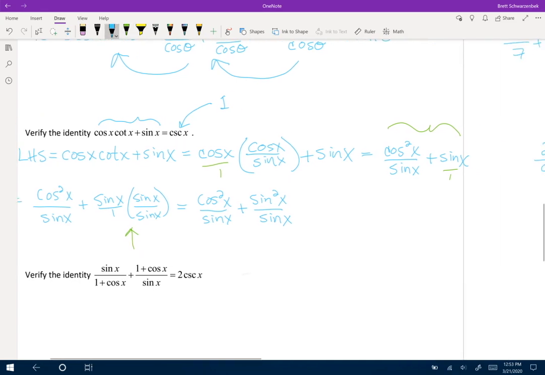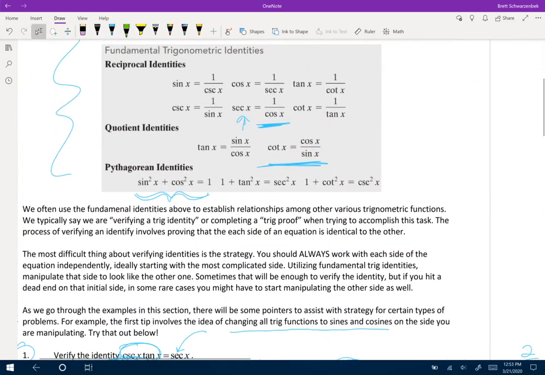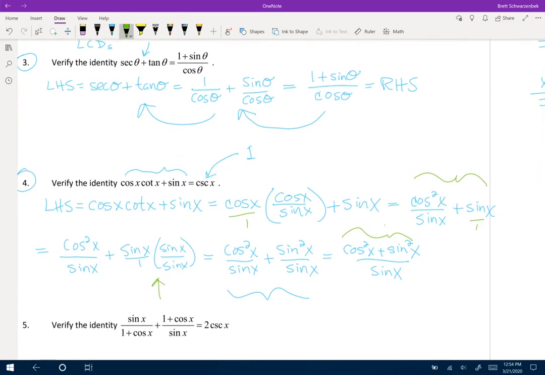So we end up with this. Now that they have the same denominator, we can do cosine squared x plus sine squared x over one single sine that has been condensed. Once we get to this point, the numerator should be screaming at you. What do we know from our very first Pythagorean identity? We know that sine squared plus cosine squared is equal to 1. So the entire numerator of this is just 1.